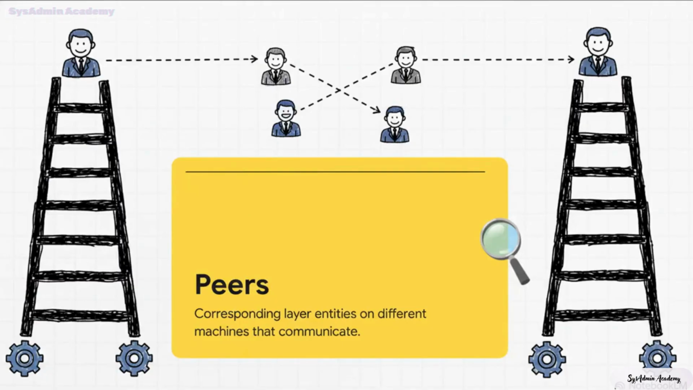Within this setup, we have what are known as peers. Peers are simply the entities that make up the corresponding layers on different machines. So layer 5 on machine A is a direct peer to layer 5 on machine B. A great way to think about this is using a corporate ladder analogy. When the CEO of one company wants to negotiate a deal with the CEO of another company, they're communicating as peers, right? They're agreeing on the high-level business logic, even if they aren't the ones actually typing up the contracts.